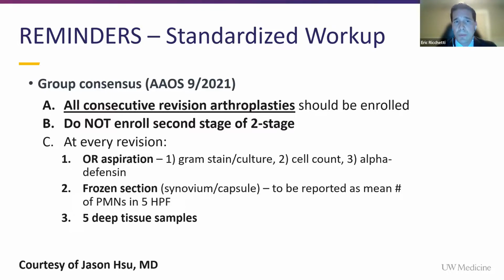We developed this group consensus around the cases that would be collected. We decided that all consecutive revision arthroplasties would be collected, not just infection cases. We were only going to enroll patients starting at the process of first stage revision, and not picked up at the point of second stage. And you can see what we decided were the most important data points to collect at revision with regards to our OR aspirations, frozen section analysis, and then tissue cultures taken at surgery.